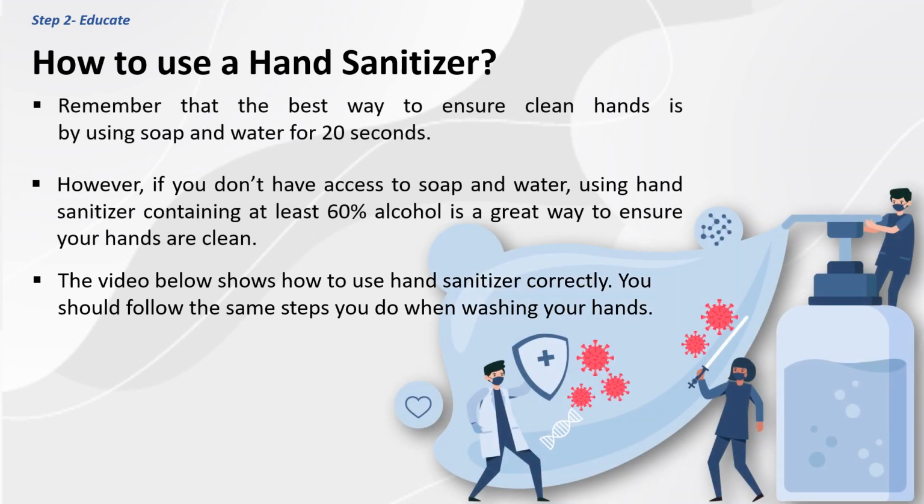How to use a hand sanitizer. Remember that the best way to ensure clean hands is by using soap and water for 20 seconds. However, if you don't have access to soap and water, using hand sanitizer containing at least 60% alcohol is a great way to ensure your hands are clean. The video below shows how to use hand sanitizer correctly. You should follow the same steps you do when washing your hands.